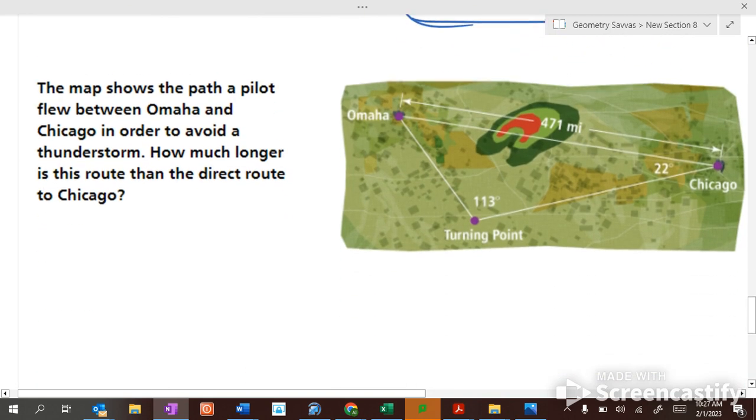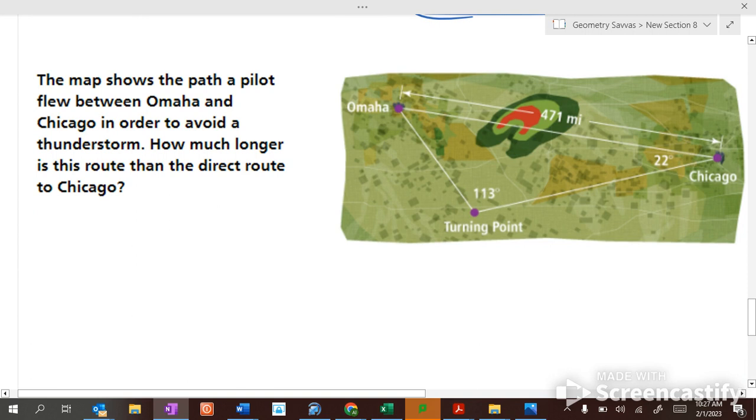Okay, last one. The map shows the path of a pilot who flew between Omaha and Chicago because he had to avoid this storm that was in between. How much longer was his route than the direct route? Okay, if this is 113 degrees and this is 22 degrees, what's the missing angle here? 45 degrees.